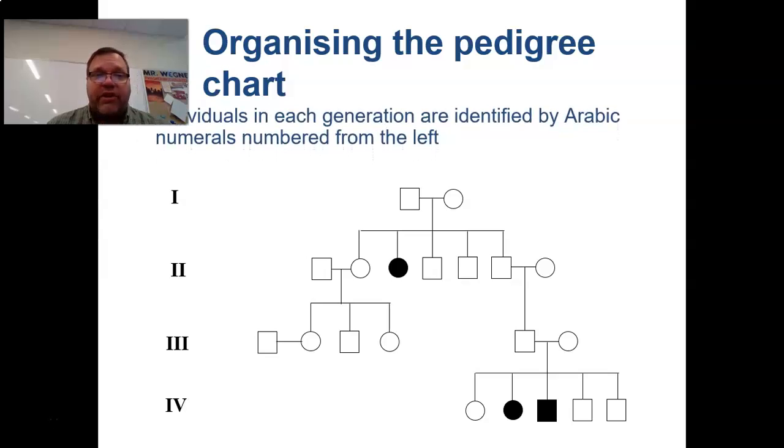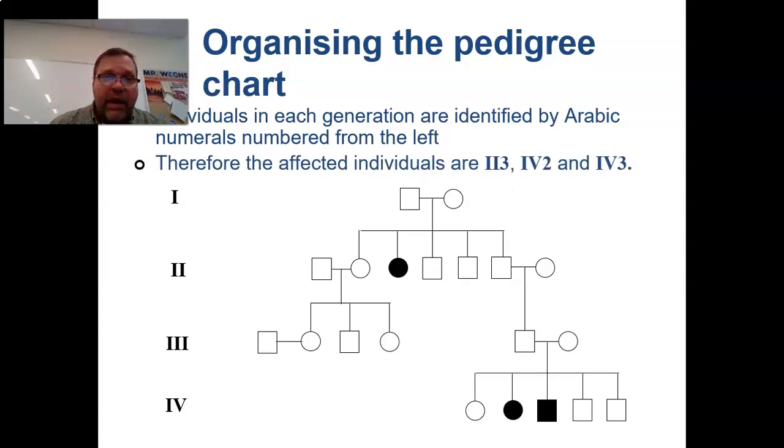Individuals in each generation are identified by Arabic numbers listed on the left. So again, generation 1, 2, 3, 4. And then you list them over. Oftentimes, numbers are given. So in generation 1, individual 1 would be the male. Individual 2 would be the female. There's only 2 in generation 1.